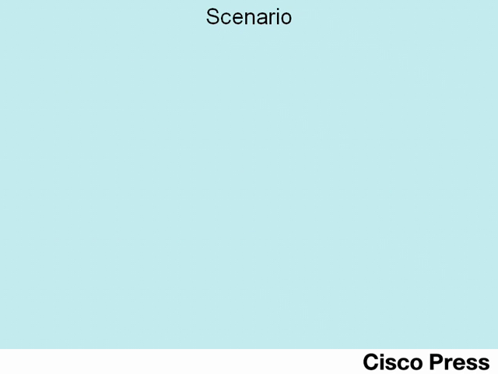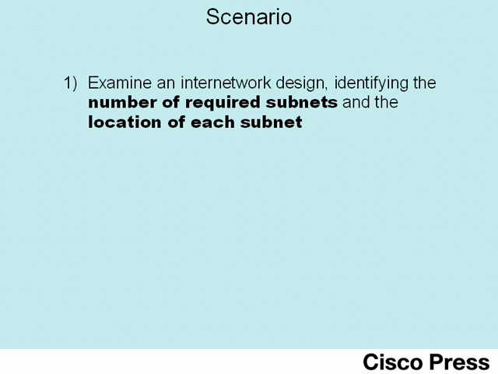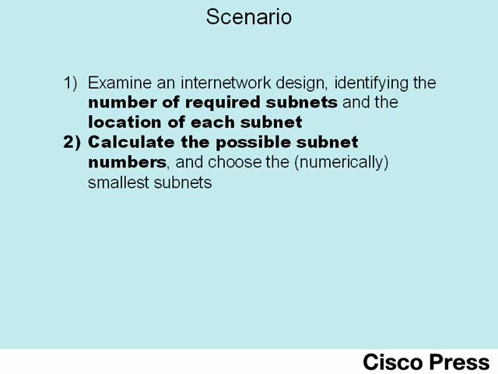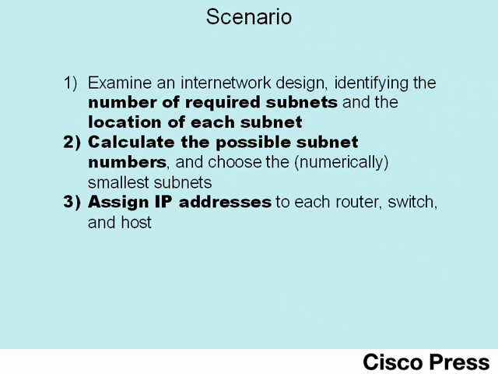This video lab has three main scenario steps. In the first step, we'll examine the topology of a particular internetwork and identify both the number of required subnets and the location of each subnet. Then we'll take a single Class B network number and calculate all the possible subnet numbers when using the same mask throughout that network, and then identify the numerically smallest subnets. In the third scenario step, we'll actually pick IP addresses from each of those subnets to assign to the various hosts and routers in this internetwork.